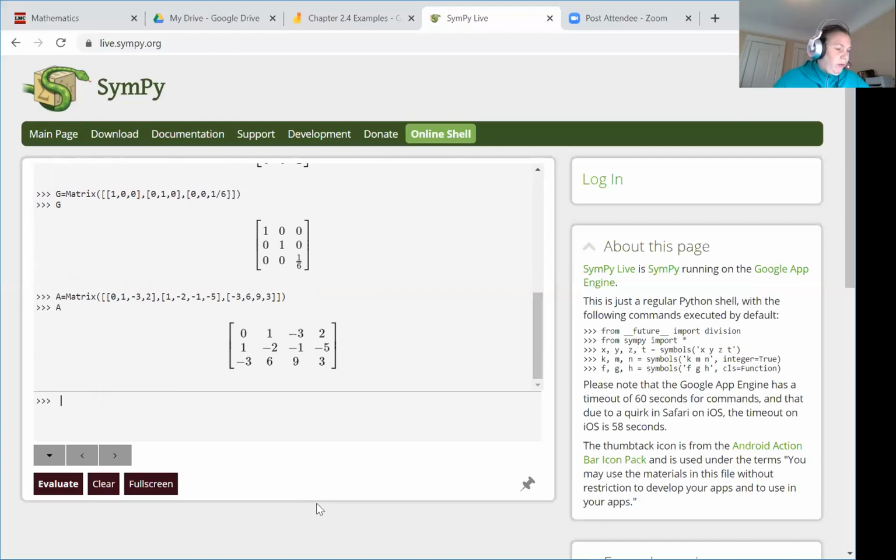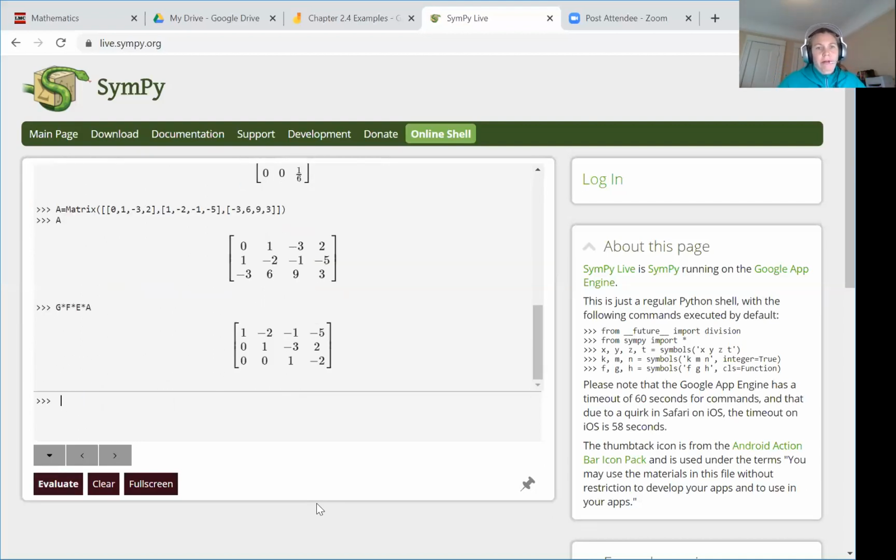All right, so let's check our multiplication. We should be able to say G times F times E times A and get our resulting upper triangular matrix that we calculated. So voila, that is a match for what we did by hand. You can see how, if you're doing repeated row operations, you want to rely on elementary matrices if you are working with a computer. All right, in the next video, we are going to see lower and upper triangular matrices explained more in depth.